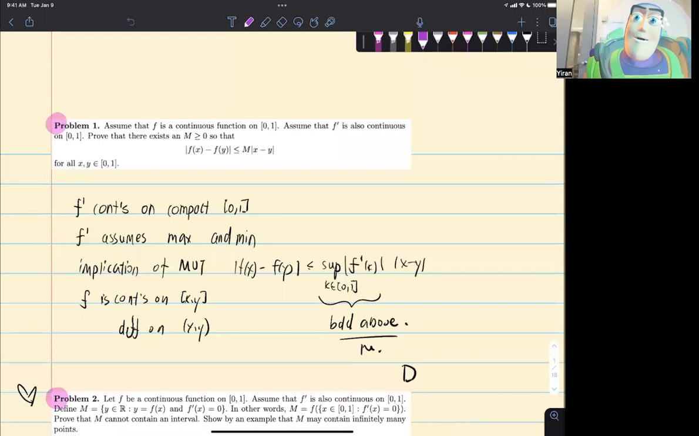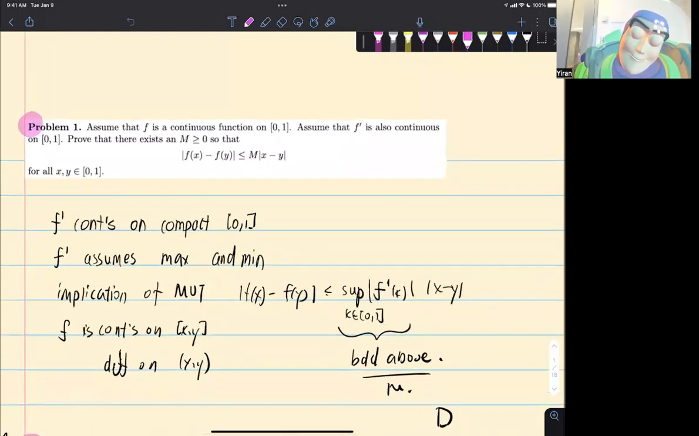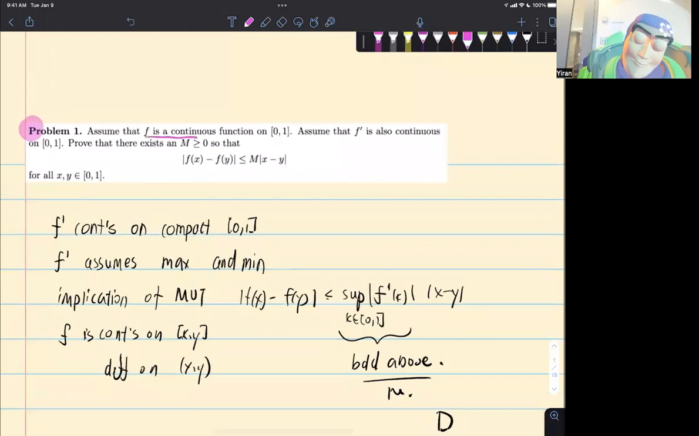Okay, now let's look at a different problem. So let's read the problem together. f is continuous. f prime is also continuous on the closed interval [0, 1]. Notice that it is also a compact interval. And we are showing this for x, y in [0, 1].